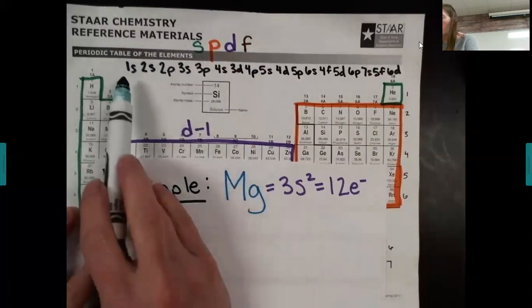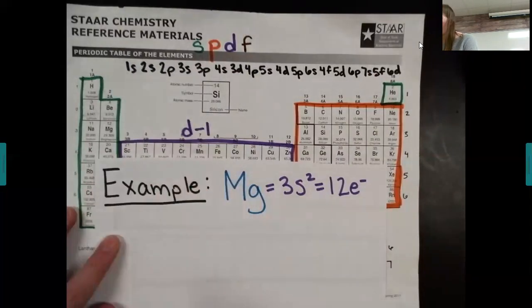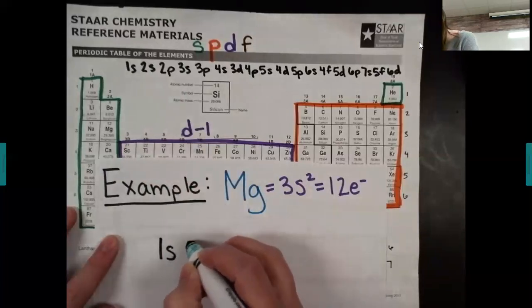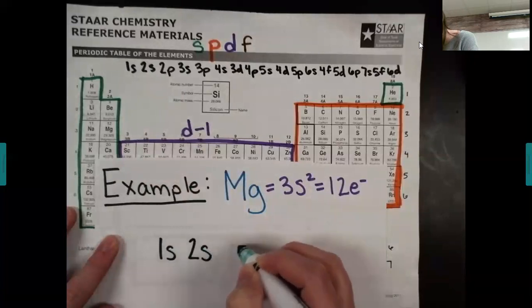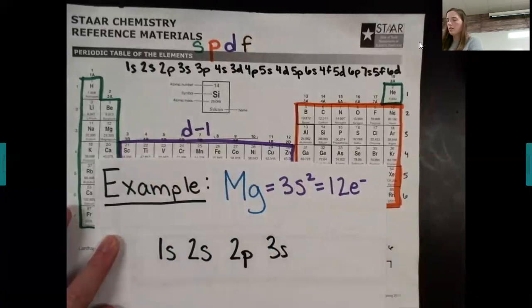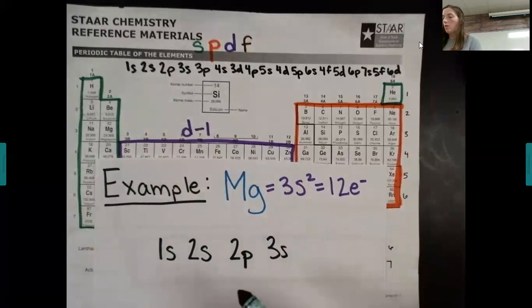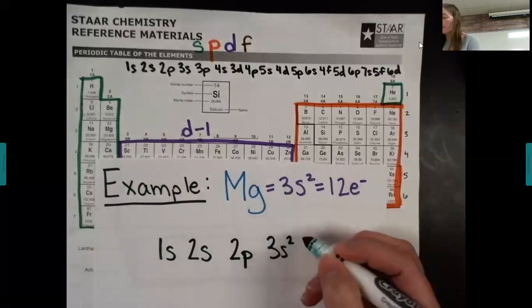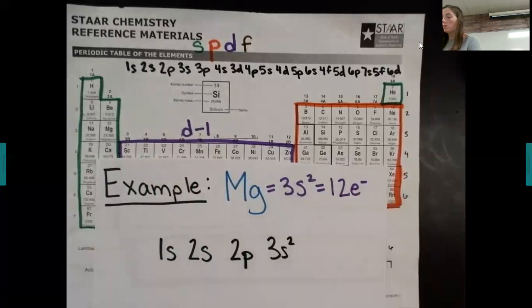So now I'm going to look up here, and I'm going to write all the way to 3s. Okay, so we have 1s, 2s, 2p, 3s. Okay, so this is our stopping location, so we know that the final thing is going to match, so 3s2.